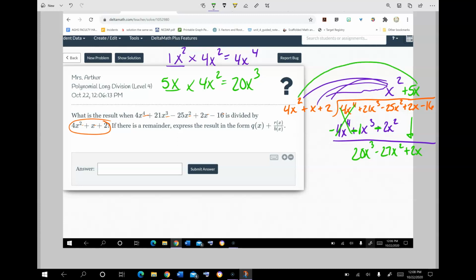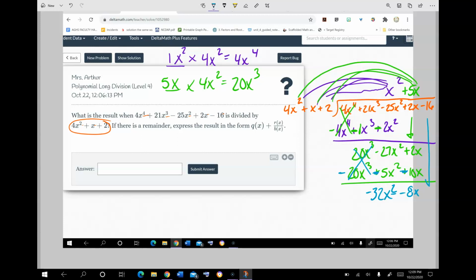Distribute it. I'm going to say 5x times 4x squared, and I get 20x cubed. 5x times x is 5x squared. 5x times 2 is 10x. Draw the line. Change your signs. So this goes to a negative, this goes to a negative, and that goes to a negative. Okay? This cancels. Negative 27 minus 5 is going to be negative 32x squared. 2 minus 10 is negative 8x.